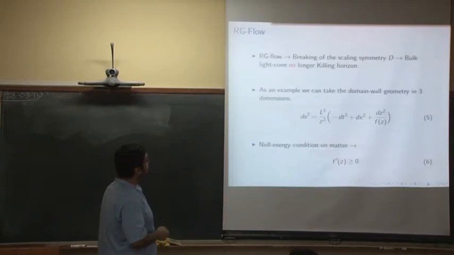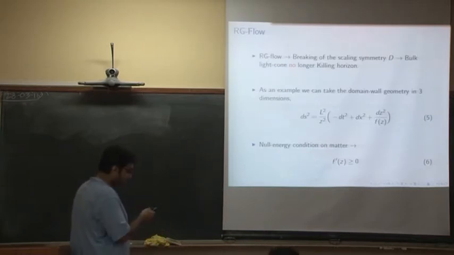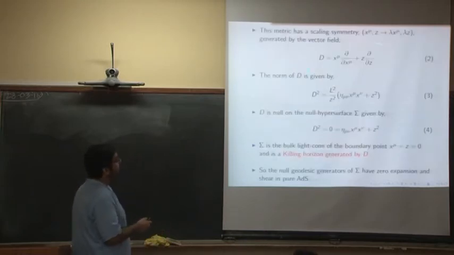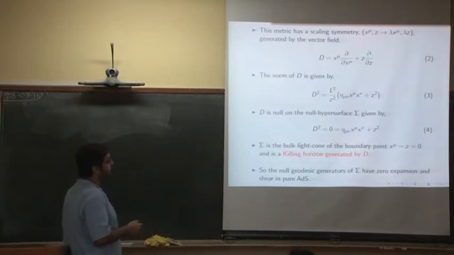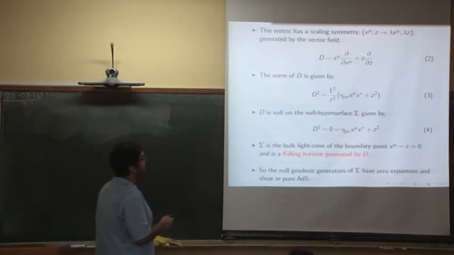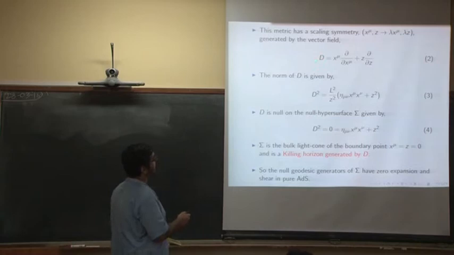Now, let me point out that this vector field D, if you just look at the restriction of this vector field to the boundary of the AdS, which is located at z = 0, what you get is just this standard scale transformation of the field theory, x^μ ∂_μ.